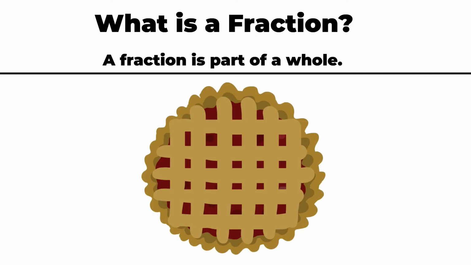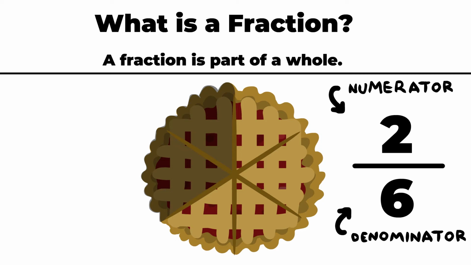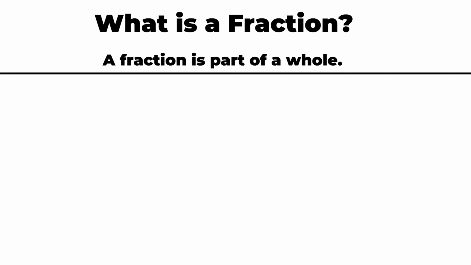Think of a nice big cherry pie. Imagine if you took that cherry pie and split it up into 6 equal pieces. The 6 pieces will represent the denominator of the fraction. Now, what if you ate 2 slices of the pie? The 2 slices that you ate will be the numerator of the fraction. Putting it all together, you ate 2/6 of the cherry pie.